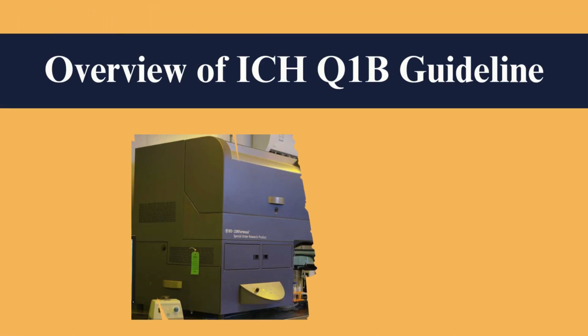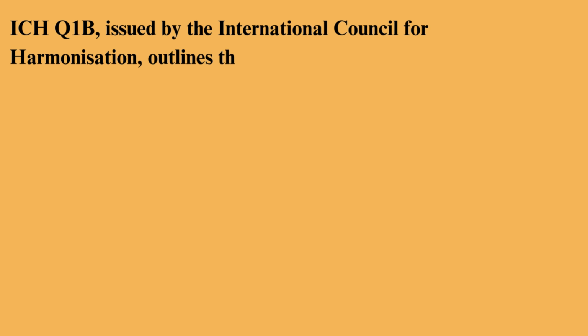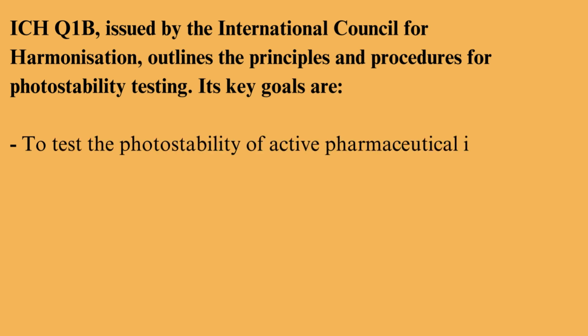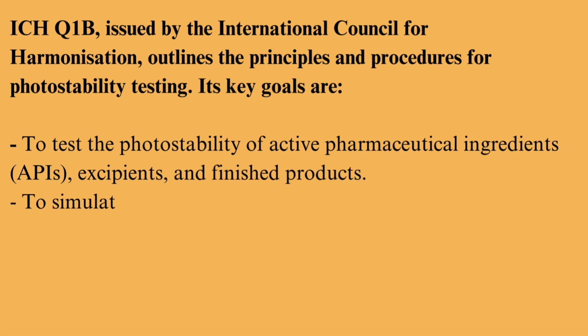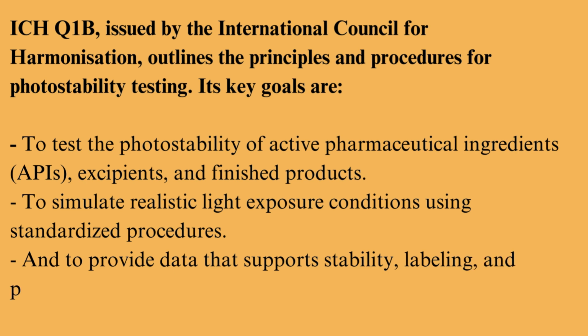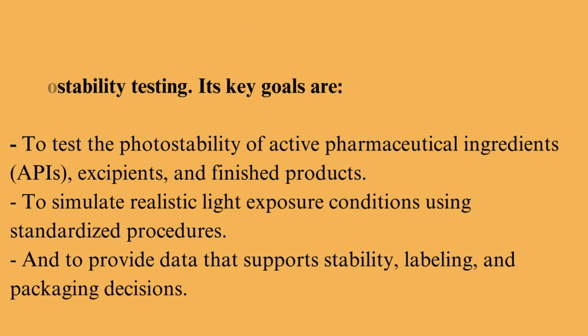Overview of ICH Q1B Guideline. ICH Q1B, issued by the International Council for Harmonization, outlines the principles and procedures for photostability testing. Its key goals are to test the photostability of active pharmaceutical ingredients, excipients, and finished products, to simulate realistic light exposure conditions using standardized procedures, and to provide data that support stability, labeling, and packaging decisions.